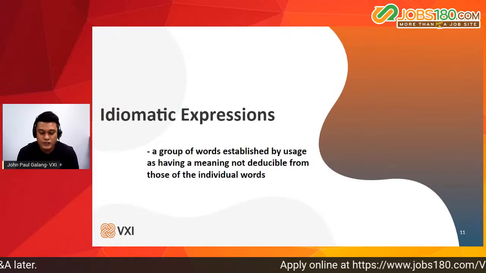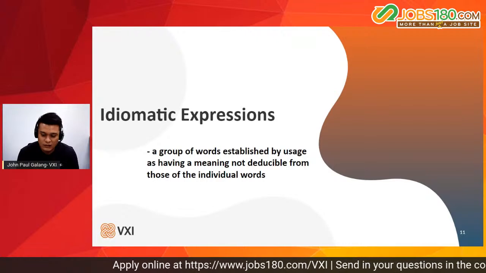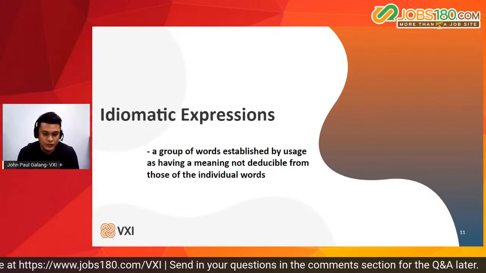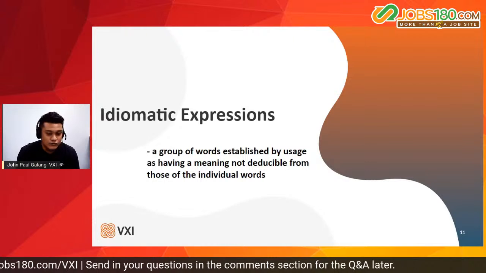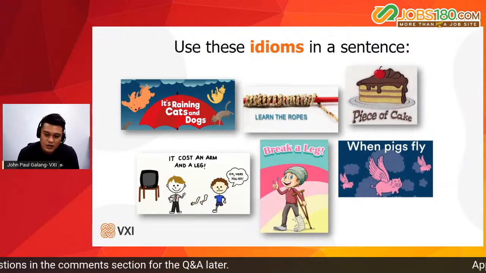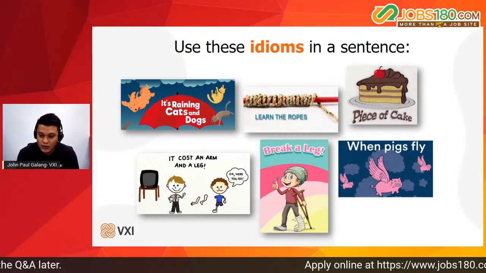So, idiomatic expressions are a good thing as well. These are a group of words established by usage as having a meaning not deducible from those of the individual words. So, guys, examples of idiomatic expressions are it's raining cats and dogs, learn the ropes, meaning to say, try and figure out how it's done.